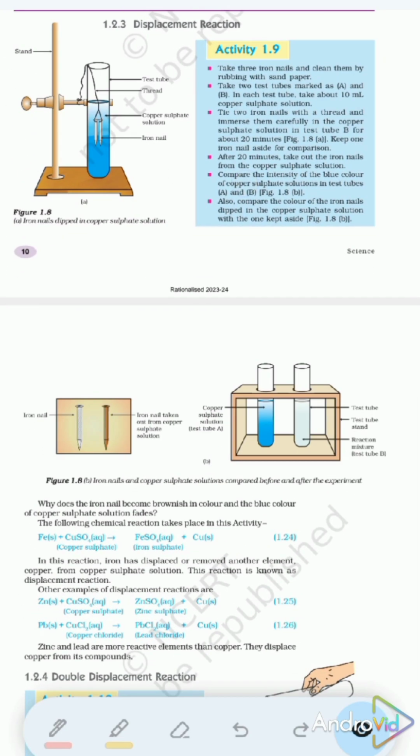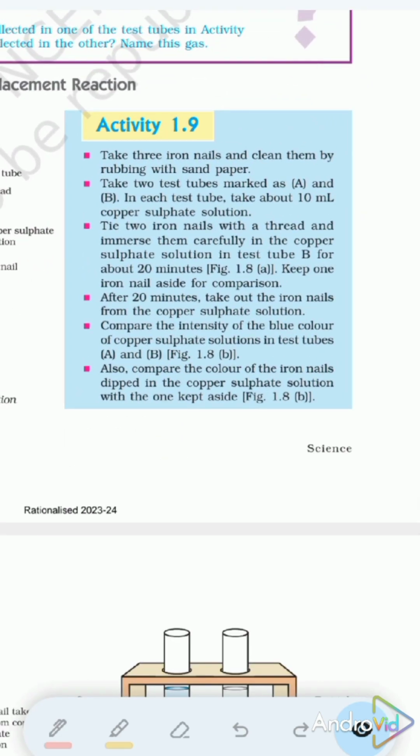So the next topic is 1.2.3 displacement reaction, activity 1.9. Take 3 iron nails and clean them by rubbing with sandpaper. Take 2 test tubes marked A and B, and in each test tube take about 10 ml of copper sulfate solution. Tie 2 iron nails with a thread and immerse them carefully in the copper sulfate solution in test tube B for about 20 minutes, and keep one nail aside for comparison. After 20 minutes, take out the iron nails from the copper sulfate solution.